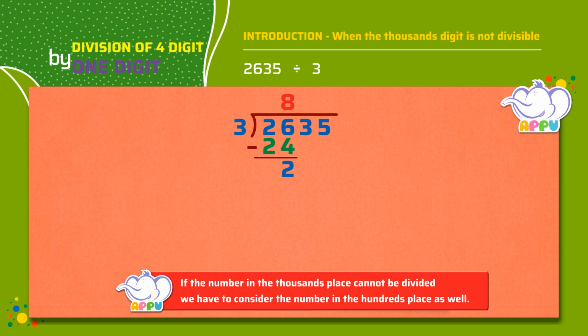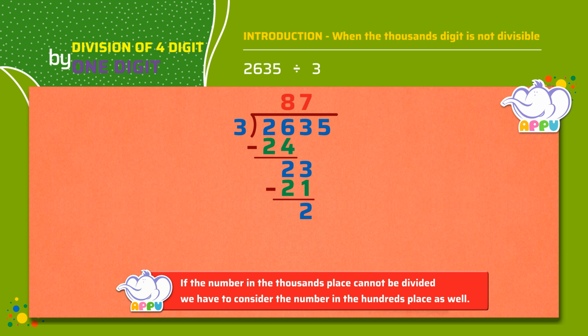Next, we bring down the number in the tens place, which is 3. So the number now becomes 23. We repeat the steps. We divide again. We figure out how many 3's it takes to make 23, or almost 23, which is 7. We multiply 3 and 7, we get 21. We subtract 21 from 23, we get 2.